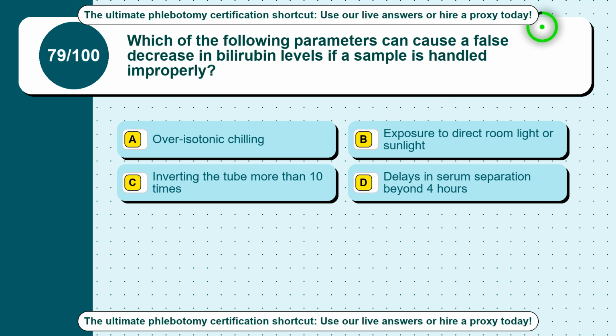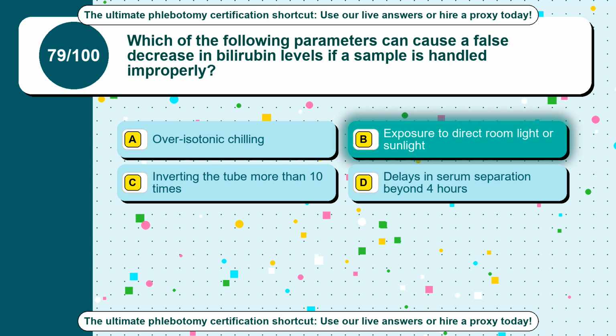Question 79. Which of the following parameters can cause a false decrease in bilirubin levels if a sample is handled improperly? Option A, over-isotonic chilling. Option B, exposure to direct room light or sunlight. Option C, inverting the tube more than 10 times. Option D, delays in serum separation beyond 4 hours. The correct answer is option B, exposure to direct room light or sunlight.